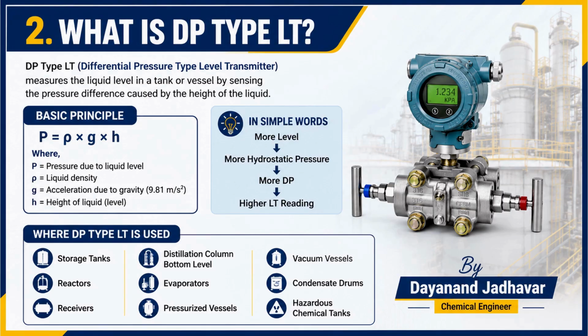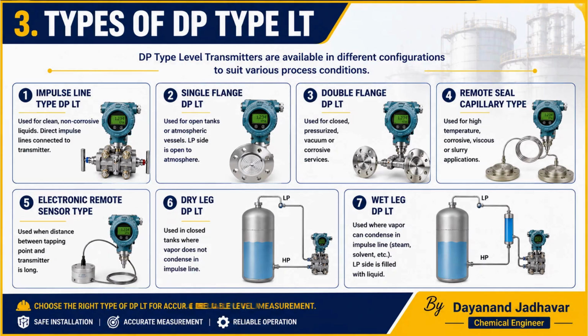DP type LT is used for level measurement in process industries. It is commonly used in storage tanks, reactors, receivers, distillation column bottoms, evaporators, vacuum vessels, pressurized vessels, and chemical tanks.